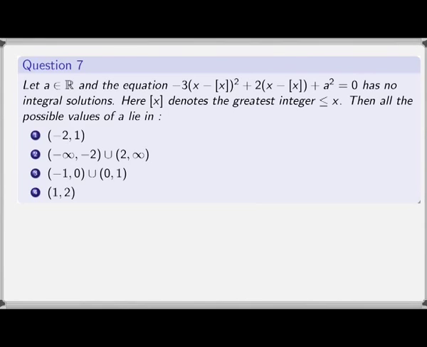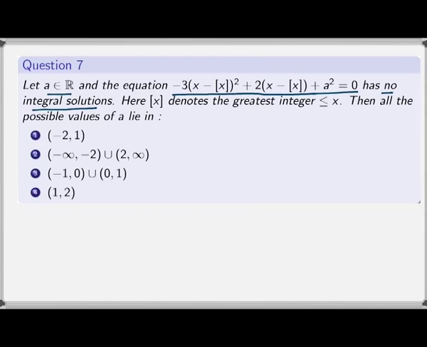Here we have the equation minus 3 into (x minus integral part of x) whole square plus 2 into (x minus integral part of x) plus a square is equal to 0, for a real number a. We are given the information that this equation does not have any integer solution. We then have to find the possible range of a.